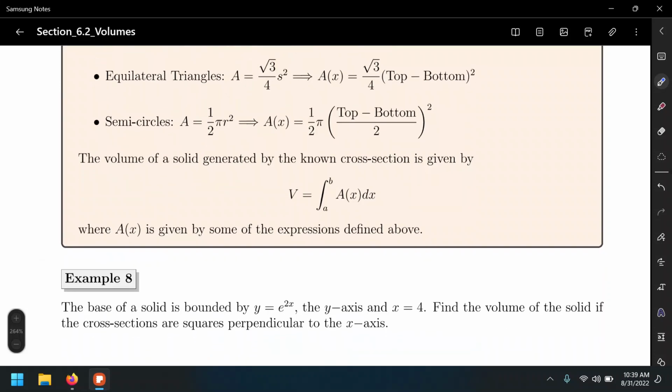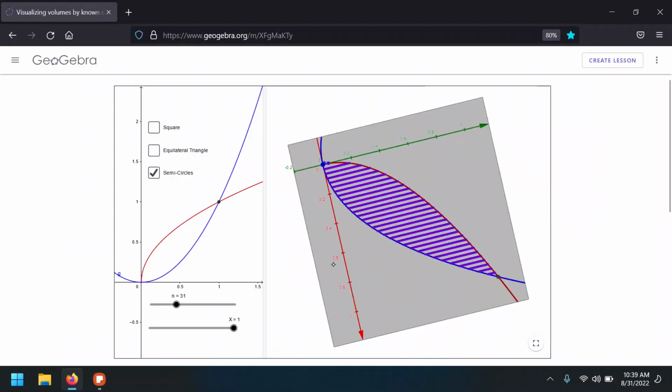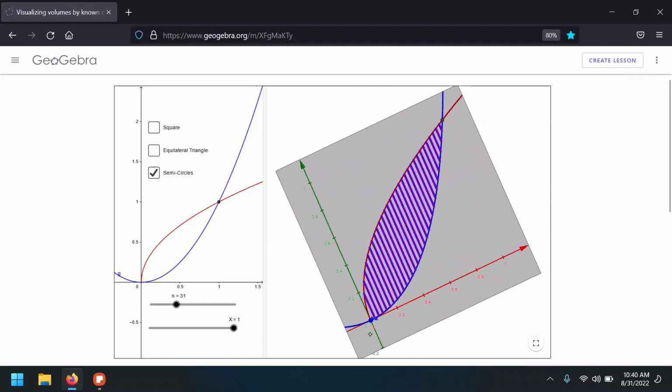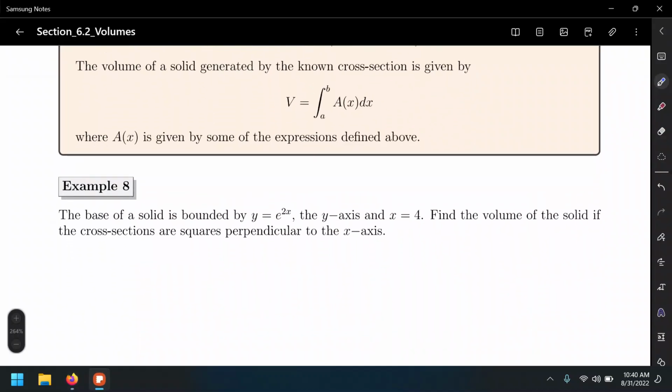By the way, notice from the animation how these cross sections are perpendicular to the x-axis, parallel to the y-axis, and that's actually going to be in the wording of the problem. They're perpendicular to the variable with respect to which we're integrating. So let's look at one example.